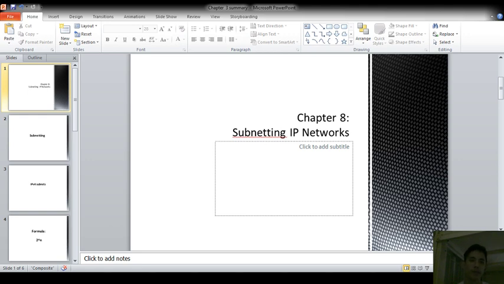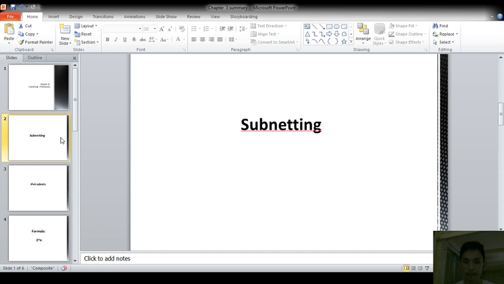So basically, this Chapter 8, Subnetting IP Networks, talks in detail about the creation and assignment of IP network and subnetwork addresses through the use of the subnet mask. So the first thing that we're going to tackle is subnetting.